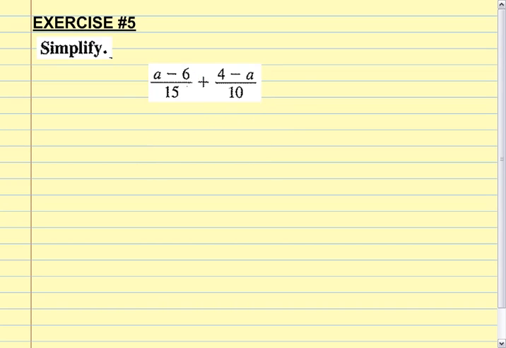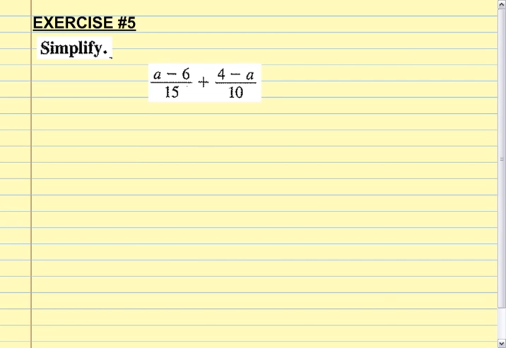Next problem. It's exercise number 5. Please simplify. What is happening in this problem? Raise your hand. Tell me what's happening in this problem. Ryan? I'm adding fractions, right? And whenever I add fractions, I have to have a common denominator.